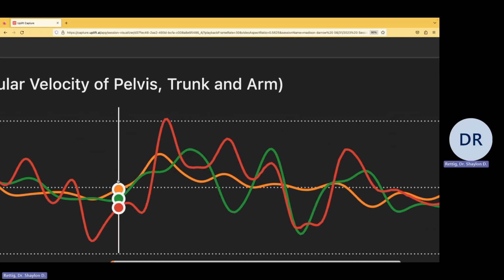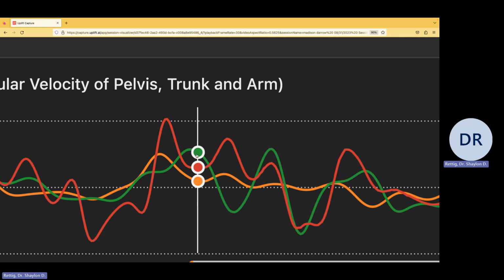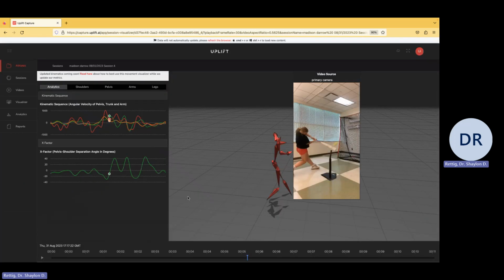So what's happening is, yeah, you're peaking properly with the hips, but then your arms take over, and then your thorax, your shoulder kind of follows after that. And so lack of transfer of energy is contributing to a loss of power.